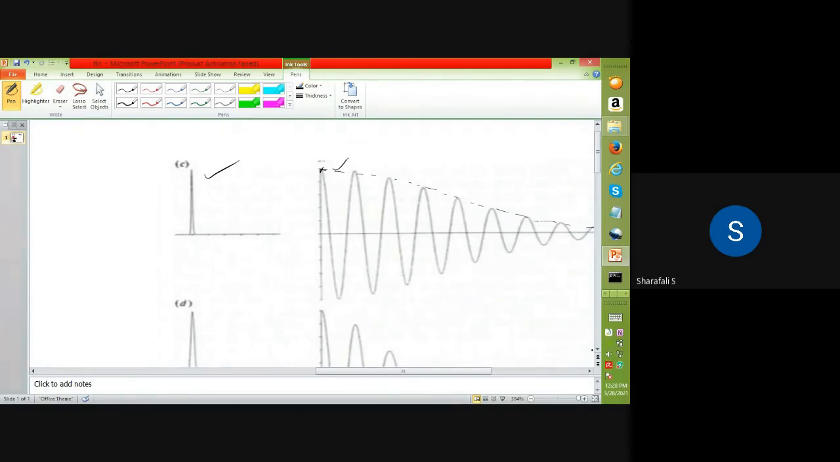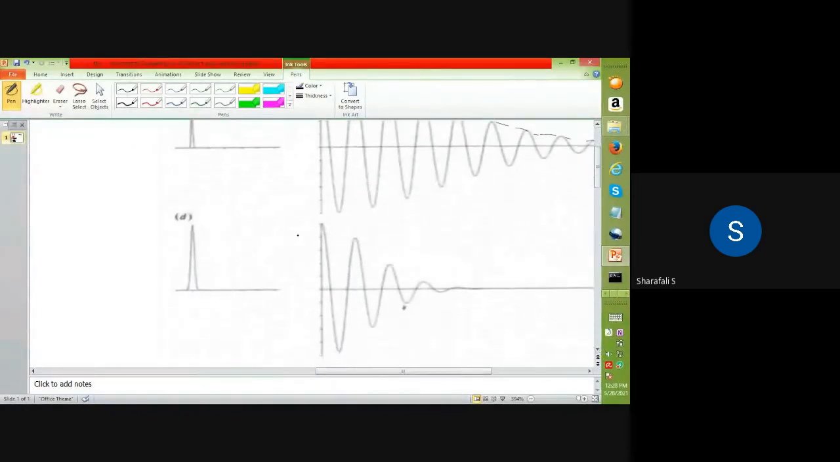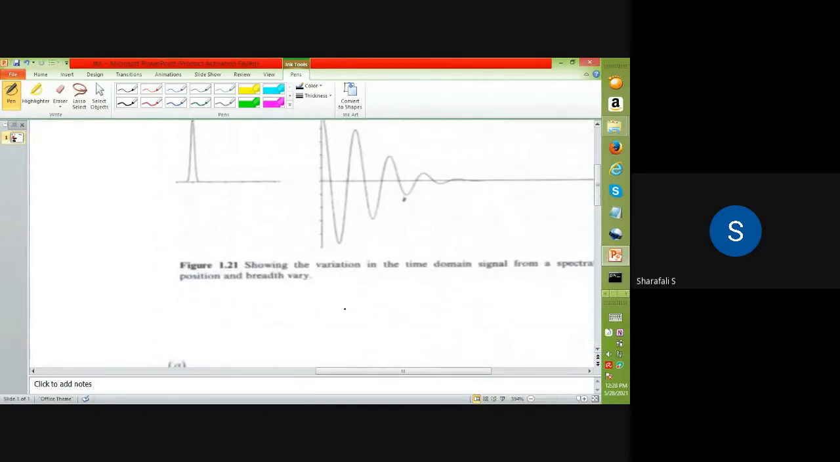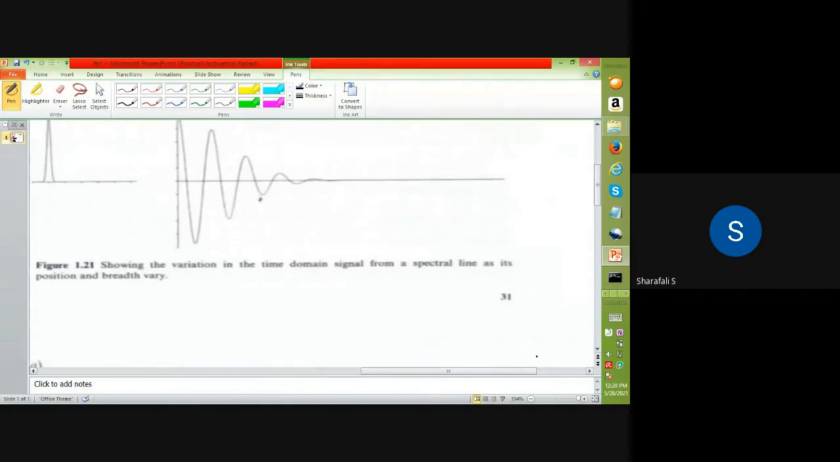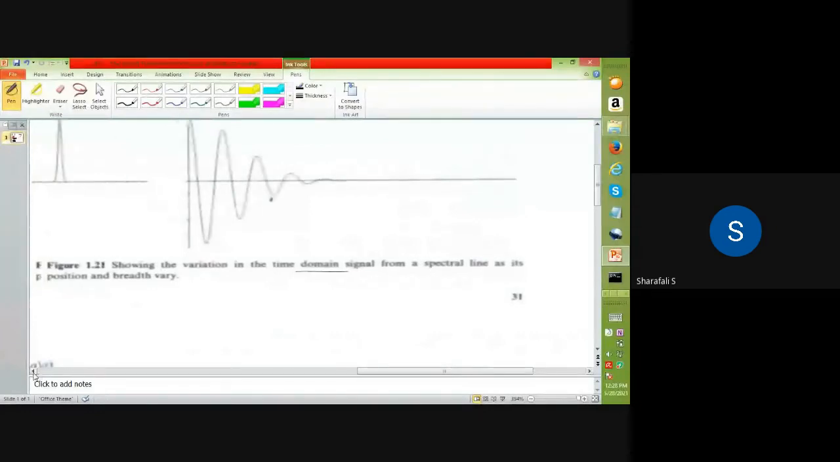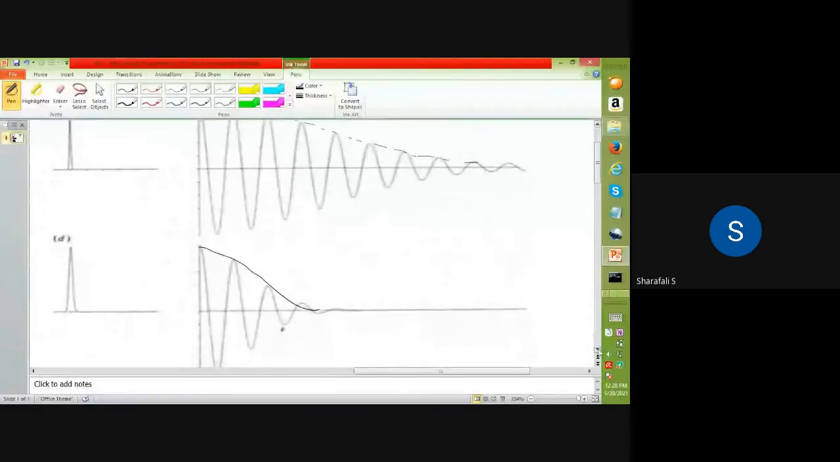Similarly, if you consider this, it is just a Fourier transformation. This is the variation of the time domain signal from a spectral line, as its position and breadth wave. When we discuss the Fourier transformation, we talk about these things. So you can see these variations.